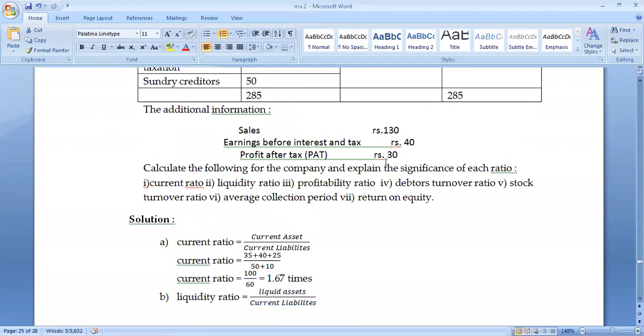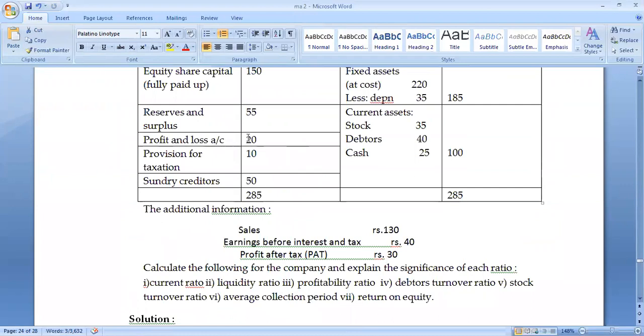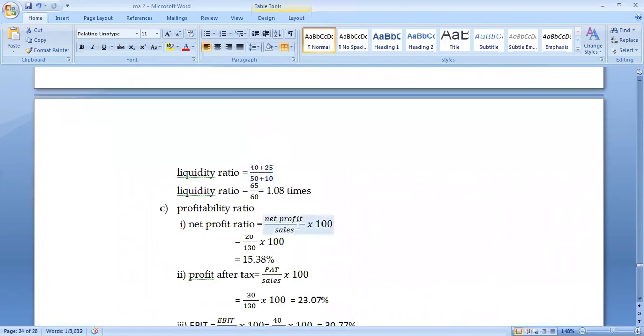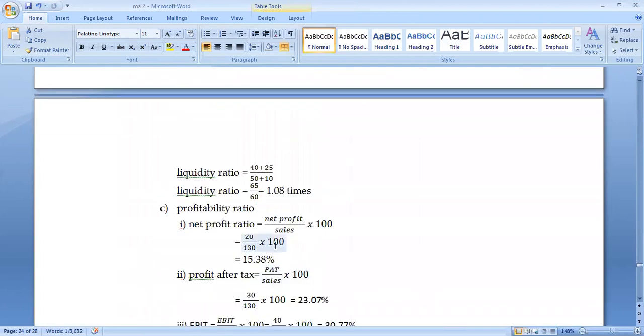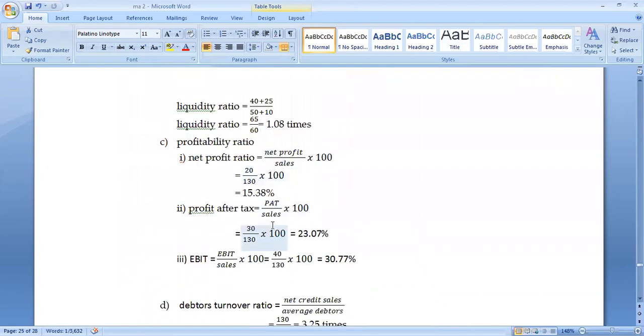Nowhere have they specified the net profit, but here there is a profit and loss account by default. The value given as the profit for the current year will be the net profit. Clear? So 20 will be the net profit. Sales is given here directly as 130, so consider it as 130. Multiplied with 100, you'll get a percentage. Fine. As you are multiplying with 100, denote it as a percentage only. And next is profit after tax. Why do you need this?